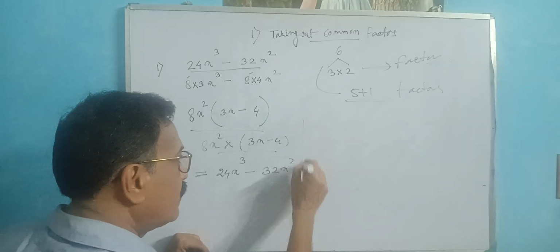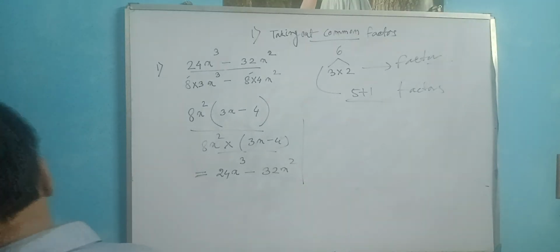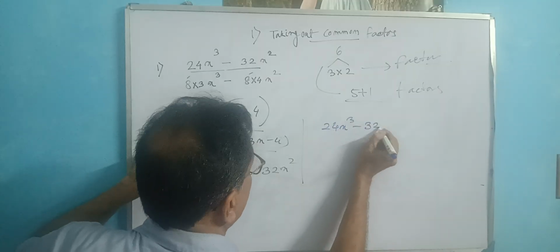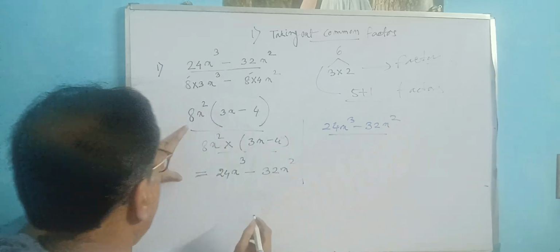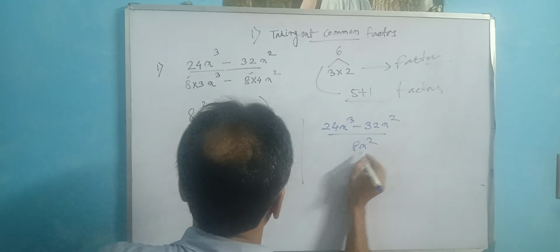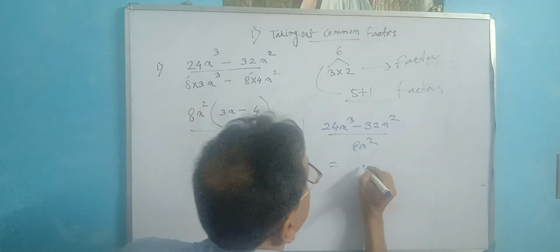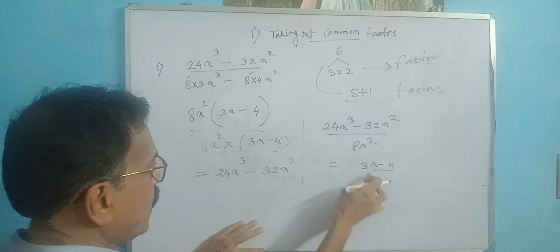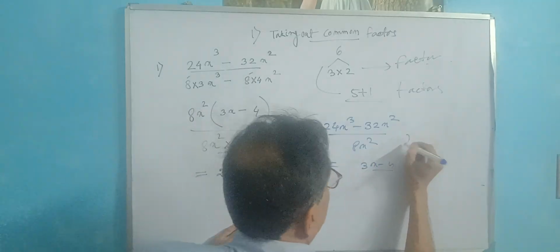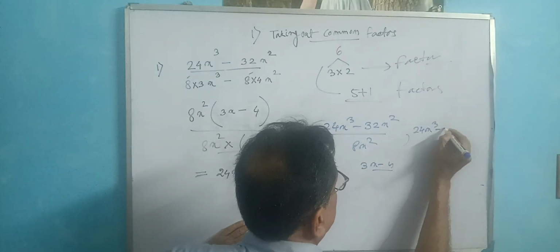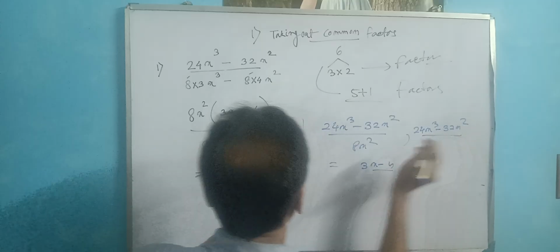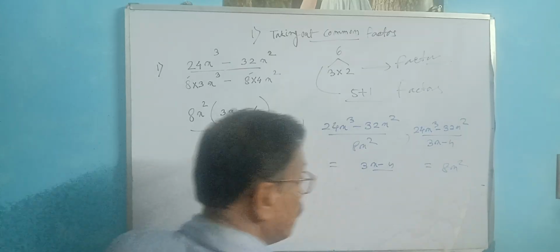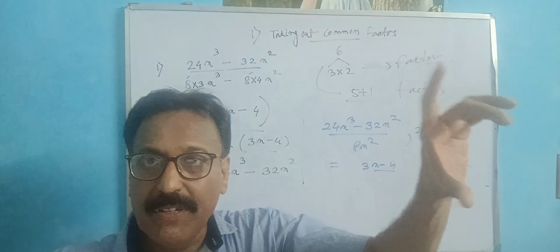One other thing is this. If you just divide 24x cube minus 32x square by 8x square, what is the answer? You get 3x minus 4. You divide this by 8x square, you always get this. Or 24x cube minus 32x square divided by 3x minus 4, what is the answer? 8x square. This is the interrelation within an algebraic expression.